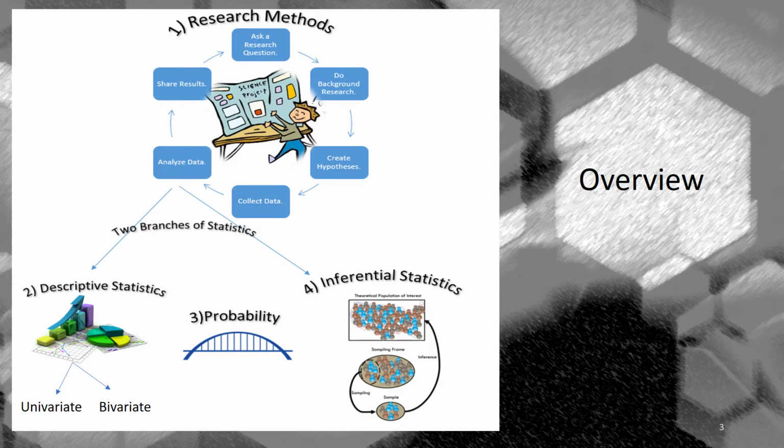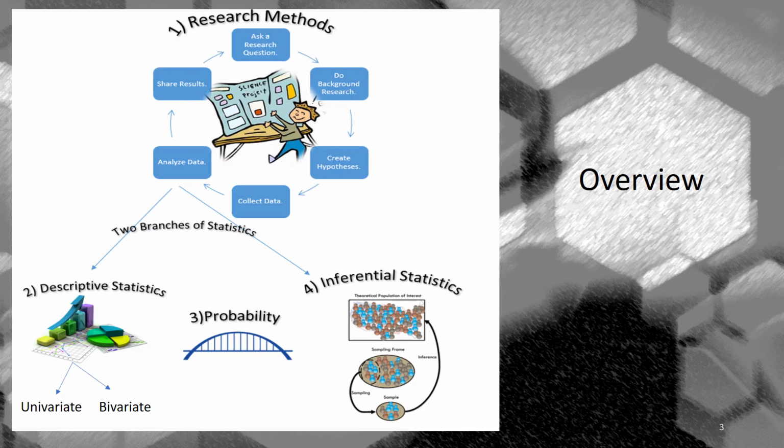So first I'm going to overview what you have learned so far. We started out with research methods and we went over the scientific method, and we learned that the fifth step is to analyze the data, and to do that you need to do statistics, and there's two main branches of statistics. You learned about descriptive statistics already, and you learned about univariate descriptive statistics and bivariate descriptive statistics.